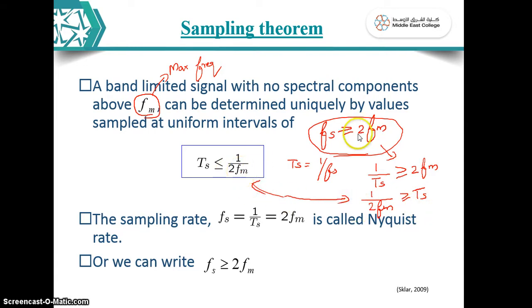It's derived from here. I hope that this is clear for you now. Fs should be greater than or equal to 2 times Fm. And Fs equal to 2 Fm, that equality condition, is the maximum border allowed. So this is called the Nyquist rate.